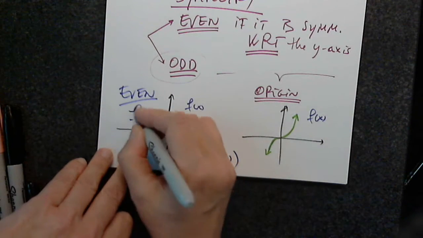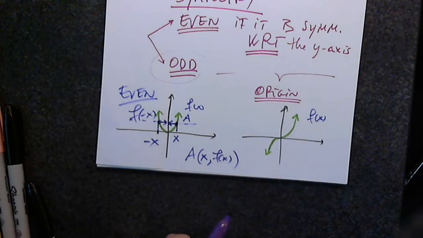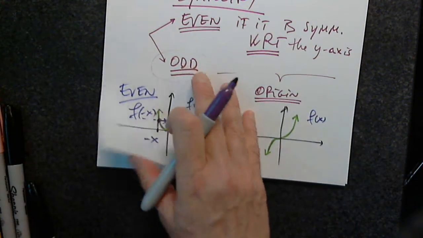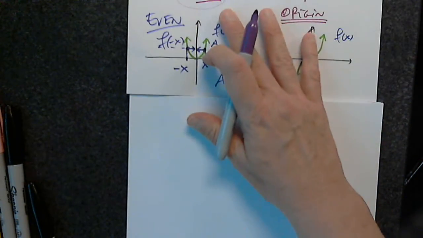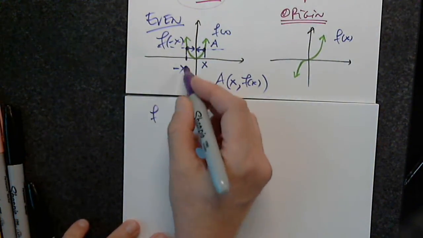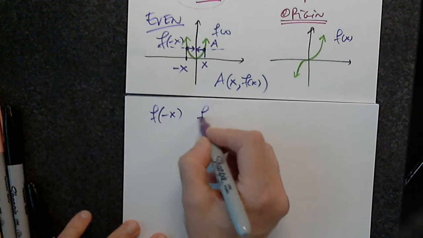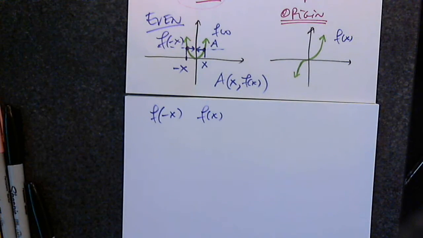F of negative x, of course. There is no other way. So now I would like you to tell me the relationship between, for this function, f of negative x and f of x.